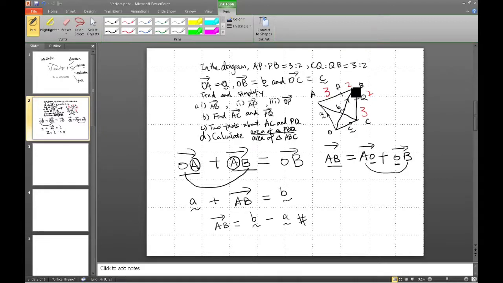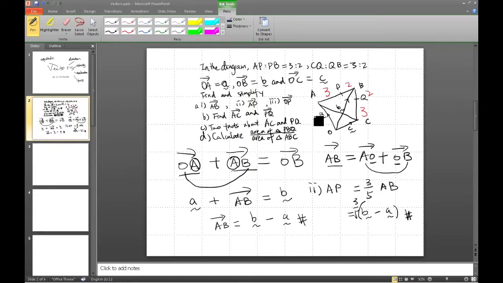Okay, now we are asked to find AP. What is AP? By the ratio above, AP is actually 3/5 of AB. Therefore, very simple, we just need to multiply 3/5 times AB. AB was found just now, and you can see this is the answer for AP.